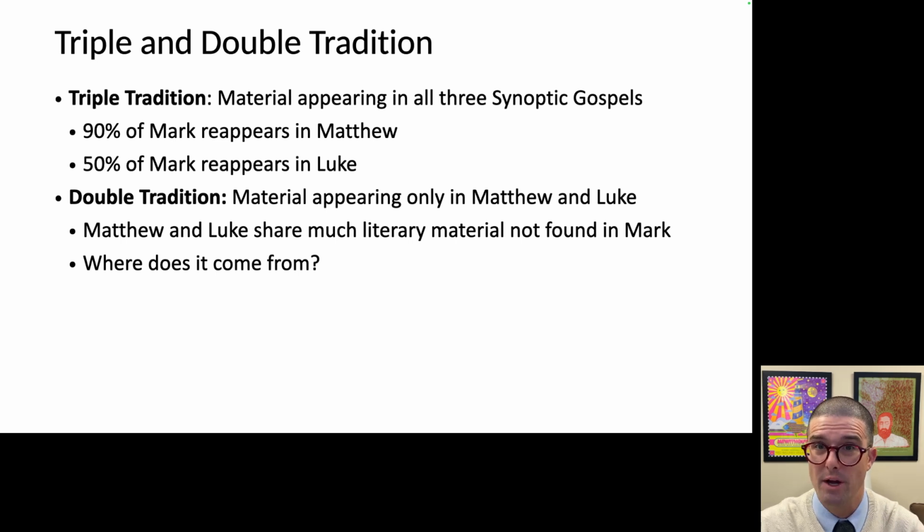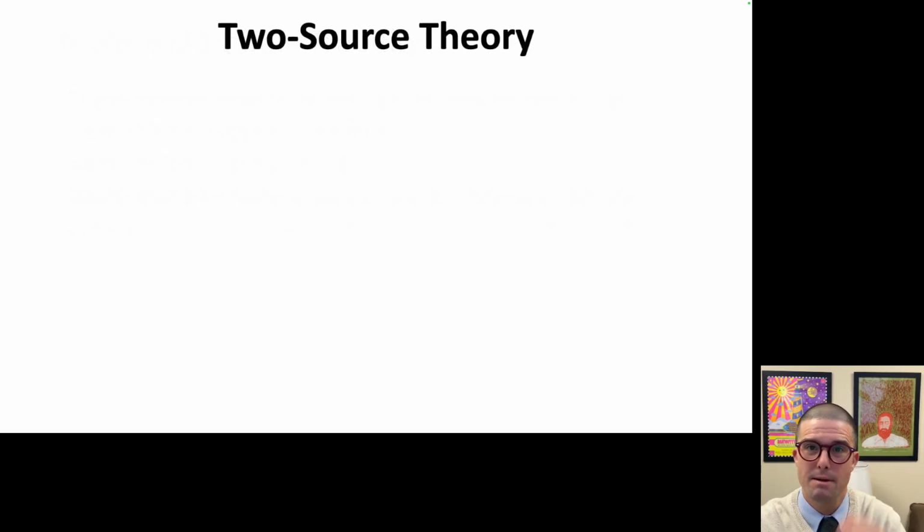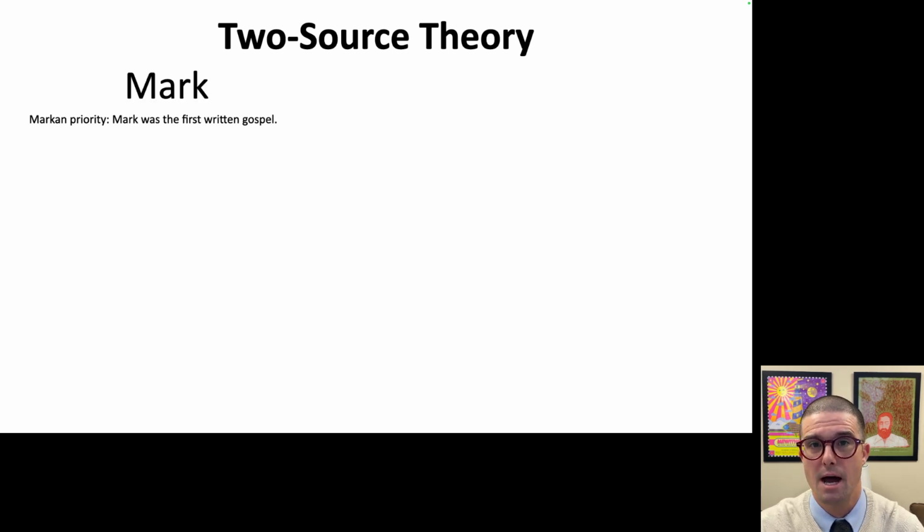But Markan Priority cannot explain where the double tradition material comes from. We return to that question and two theories that offer competing answers for the shared material between Matthew and Luke that they do not get from the Gospel of Mark. The first theory, and the one that is most popular amongst New Testament scholars in the 20th century, is called the two-source theory. As its name implies, it posits that there are two foundational sources that are at play when solving the synoptic problem. The first is the Gospel of Mark.